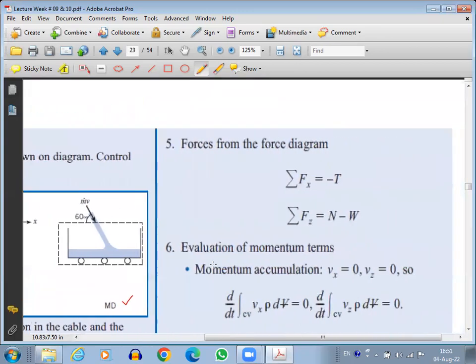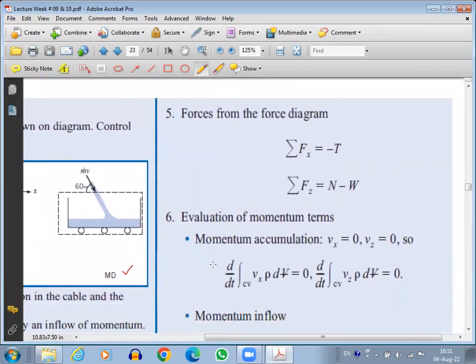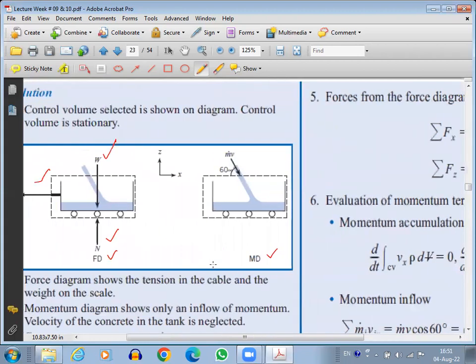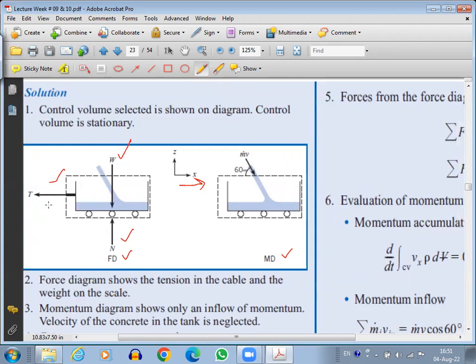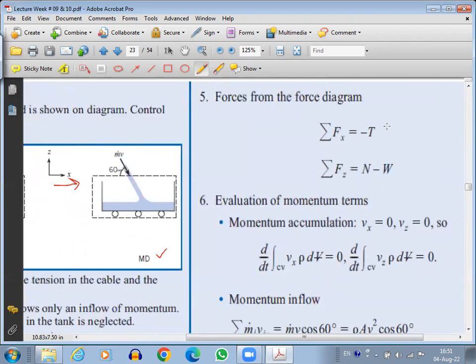So now we simplify it. Let's talk about the forces. In the summation of forces in the x direction, there is only one force, which is the tension. Our x direction is considered positive like this, so it should be negative T. So we have summation Fx as negative T. Then in the z direction, we have summation Fz as N minus W. N is the normal reaction in the upward direction, and weight is in the downward direction. So these are the summations of forces.